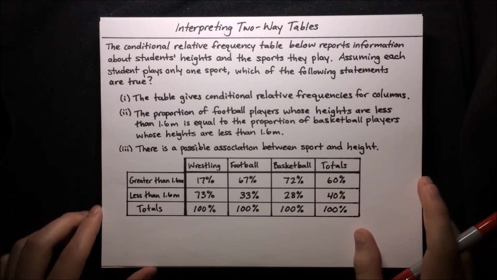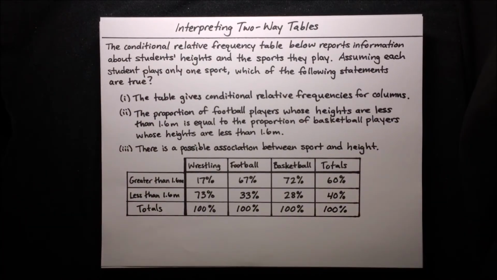Here's another problem. The conditional relative frequency table below reports information about students' heights and the sports they play. Assuming each student plays only one sport, which of the following statements are true? Again, we've got 3 statements here, and we'll look at the table below to classify each statement as either true or false. First statement, the table gives conditional relative frequencies for columns.